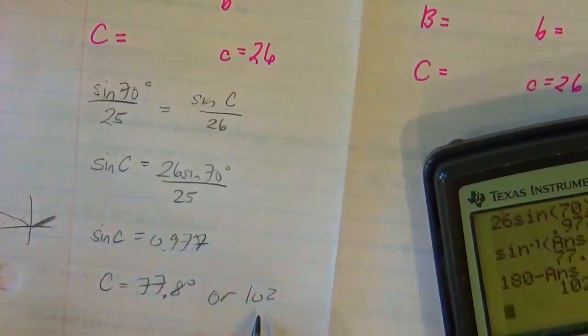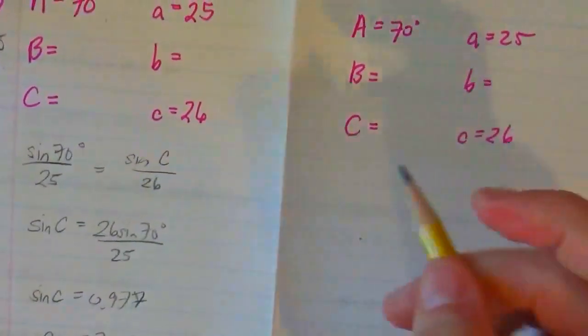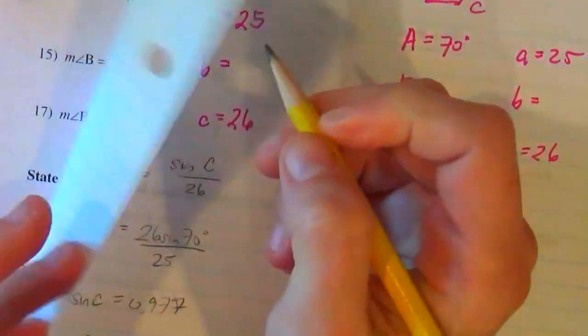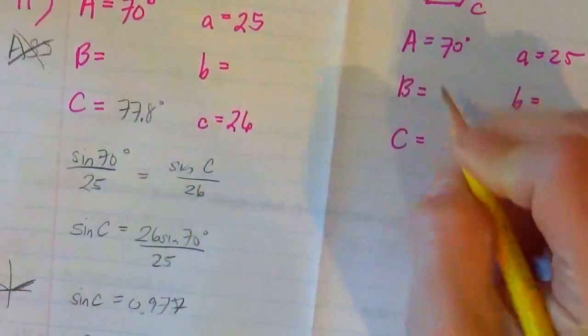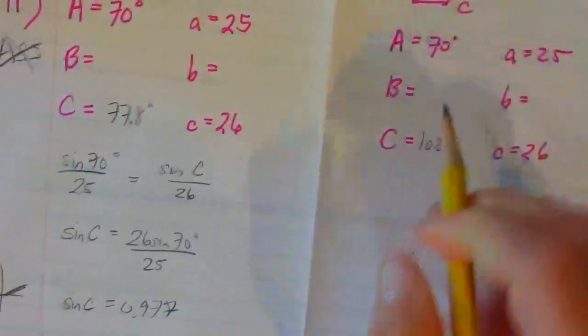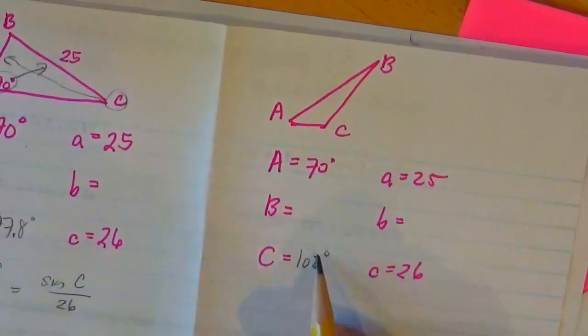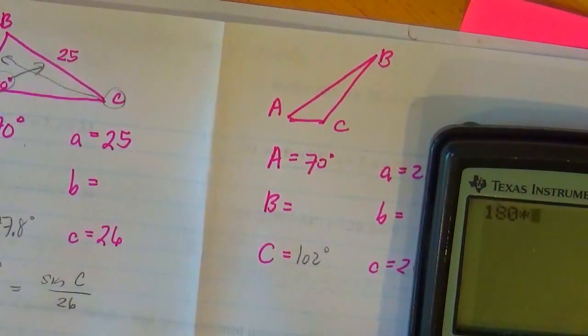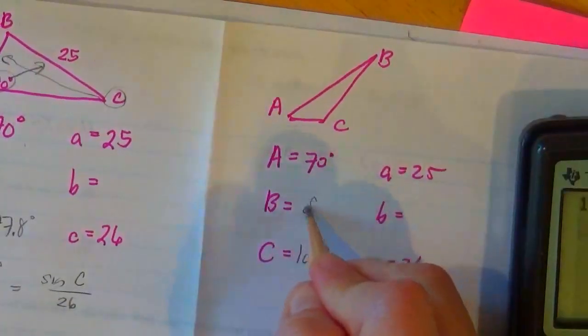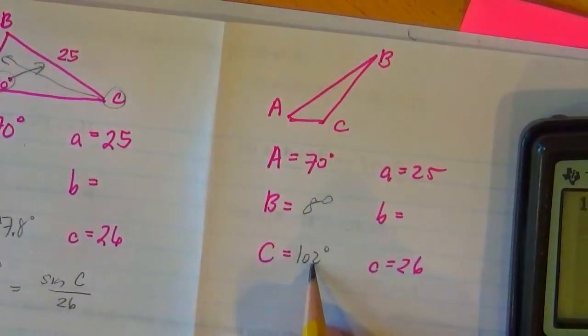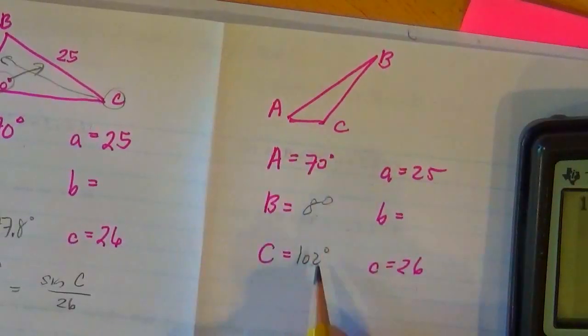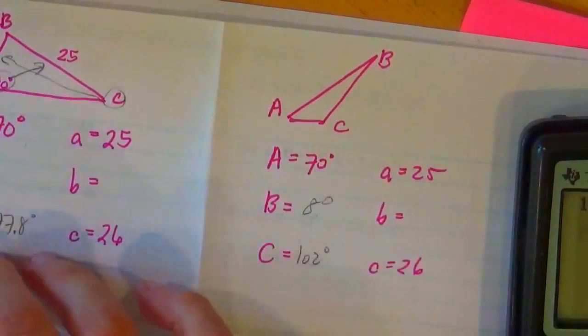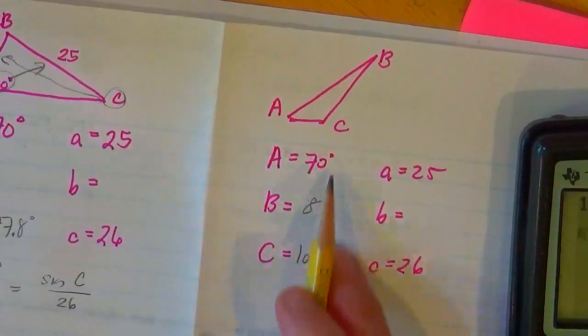Now sometimes this 102 degrees doesn't fit. So maybe the C is 77.8, or maybe the C is 102 degrees. Now if it's 102 degrees, I'll have 180 minus 70 minus 102, and that's 8 degrees left for that one. Sometimes this is too big. Sometimes you end up getting a negative angle there. There's not enough room for it. So sometimes there's just the one triangle case. But in this case, that fits.